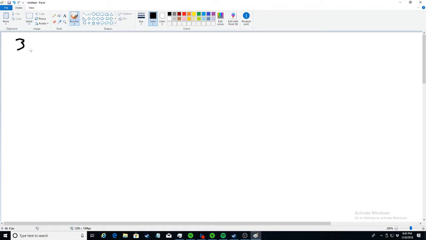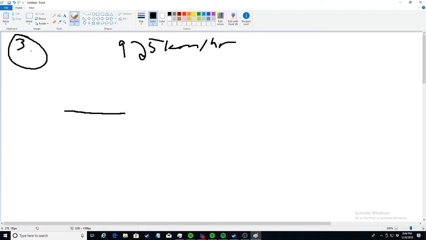As number 3, we're doing something very, very similar. It's about a propeller-driven aircraft, which does not matter. But the speed we're looking at is going to be 925 kilometers per hour. Excuse the sloppy writing. So our first vector is it travels straight east for 1.5 hours. So here's our first vector.